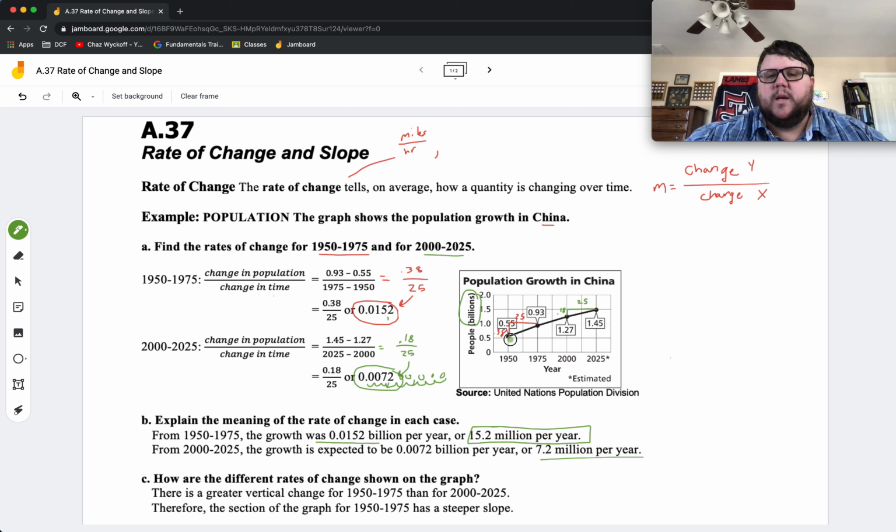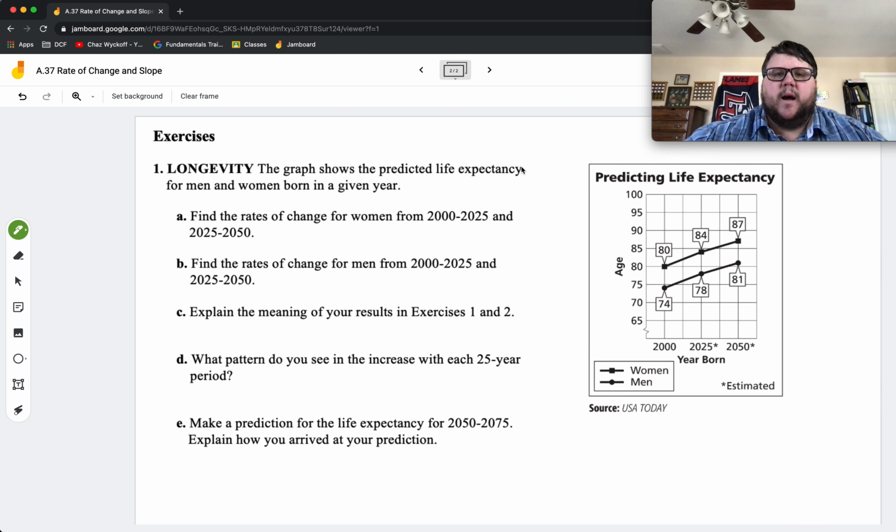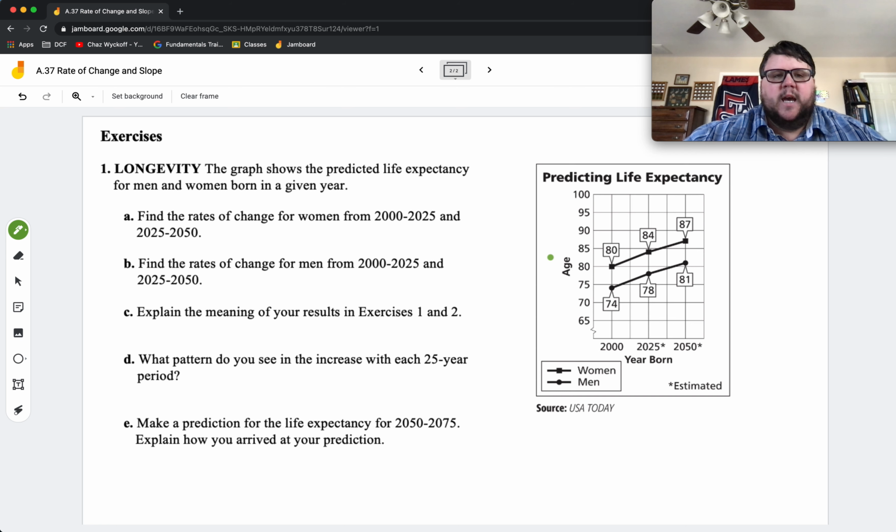And we know that because if we were to draw our line, we draw it a little differently. So it's a little bit steeper. So that's how you're going to do this problem. I'm going to go ahead and work on it with you guys.